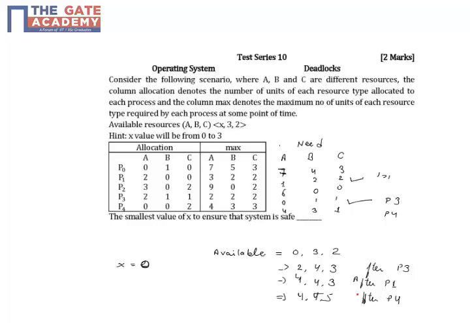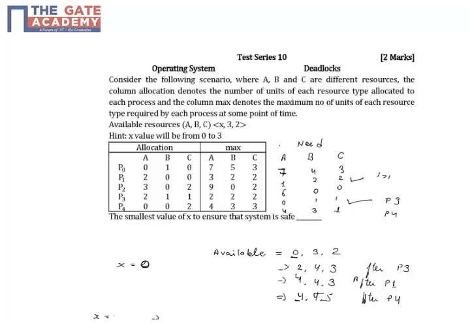Now if I want to execute P2 or P0, then I will need at least 7 resources of A or 6 resources of A, and right now I have 4 resources of A. That means I cannot execute either P0 or P2. If I want to execute P0 or P2, I will require 2 more resources of A. So if we assumed initially x is equal to 0, then we will have to assume x is equal to 2.